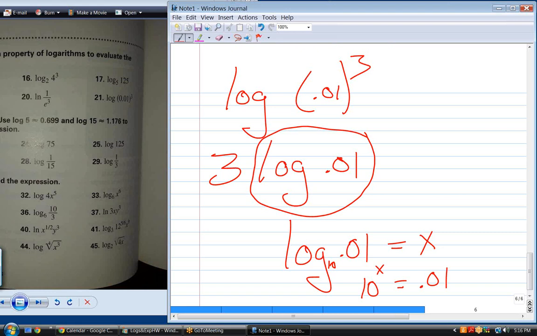Would it be... What's 10 to the -1? 1 divided by log of 10. No, what's 10 to the -1? 1/10. Okay, what's 10 to the -2? 100. What's x have to be?